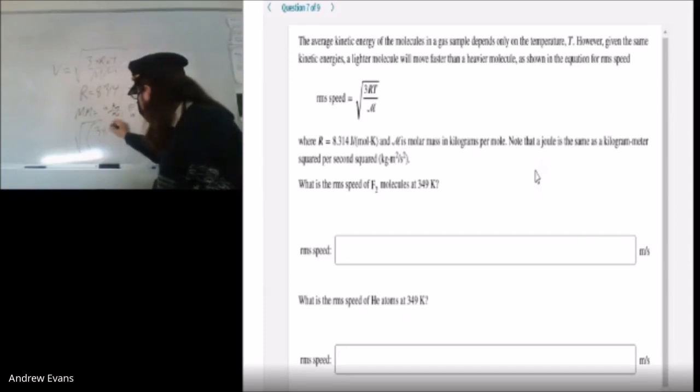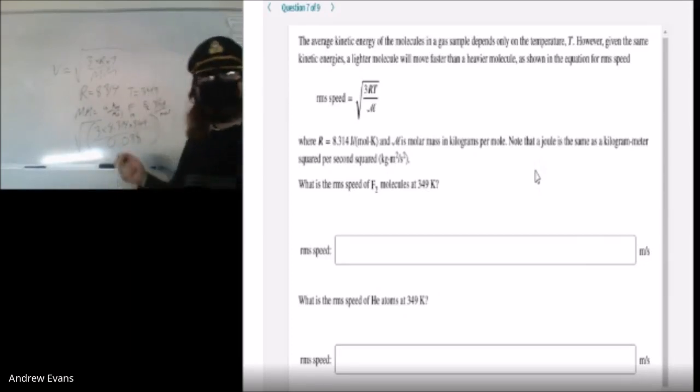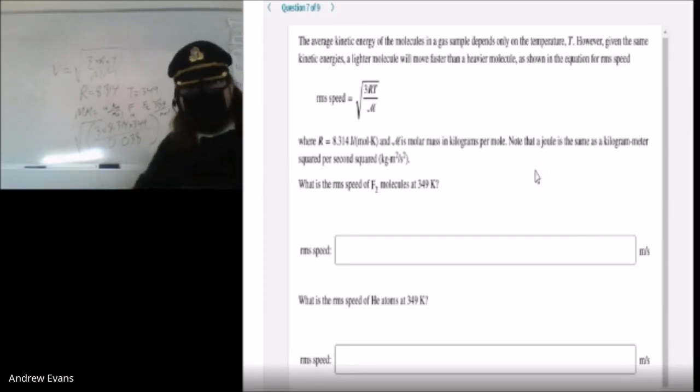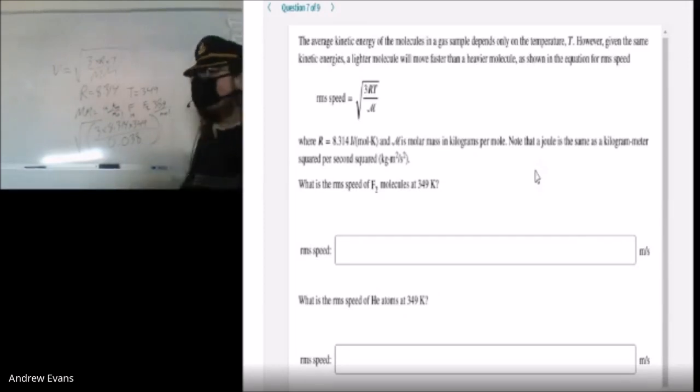In order to do this, we're going to take the square root of 3 times 8.314 times 349, all divided by 0.038. You have to make sure when you type that in that you square root the whole thing as well. If you square root only part of this, you're also going to get some other problems.